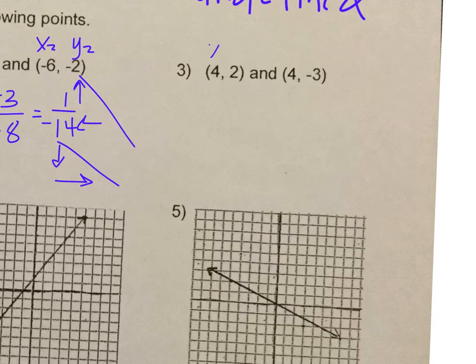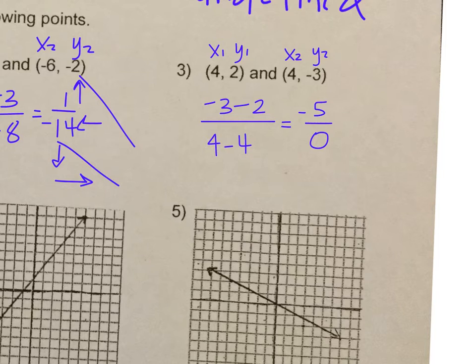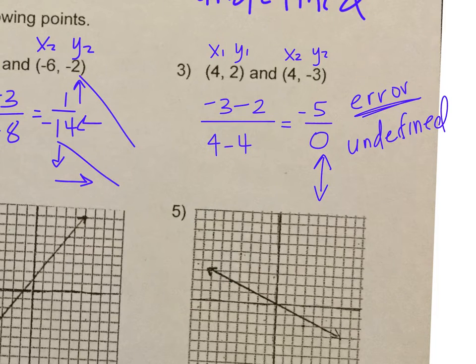All right, let's look at this one. x1, y1, x2, y2. Negative 3 minus 2, 4 minus 4. When I type it in, I get negative 5 over 0. If you type in negative 5 over 0 into your calculator, you will get an error message, because you cannot take negative 5 out of nothing. If you have nothing, you can't take something out of it. So, if you get an error, it means it's undefined, which means that line is going to be vertical.